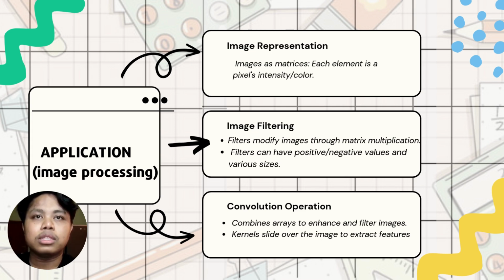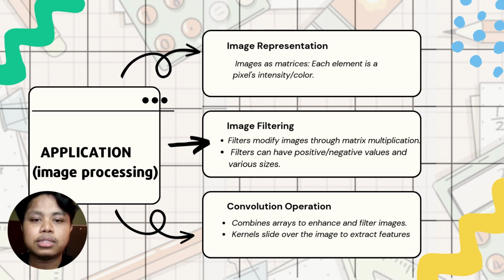The second one is image filtering. Filters modify an image through matrix multiplication, and filters can have positive or negative values and varying sizes. And the last one, convolution operation. It combines arrays to enhance and filter an image. A kernel slides over the image to extract features.